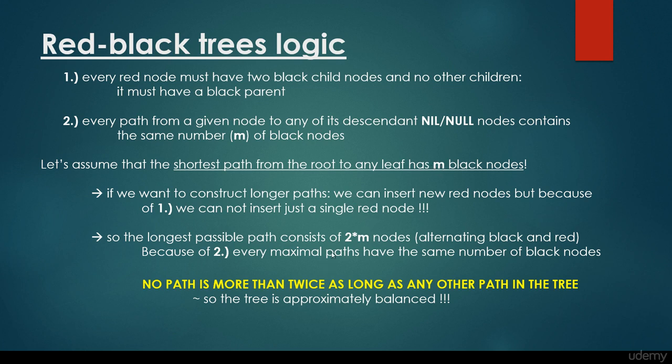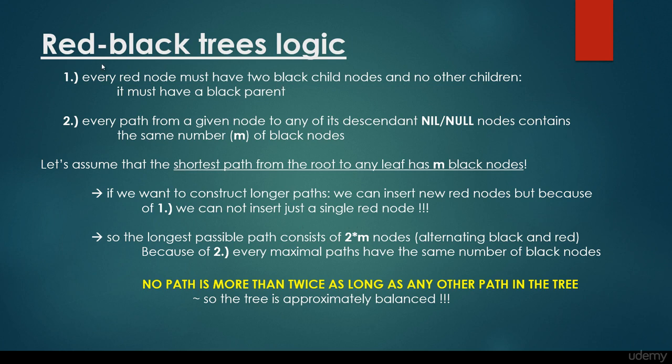This is why red-black trees are not that rigidly balanced, but it is much faster when we insert items. If we look up items, it has O(log n) running time complexity, but it's going to be a bit slower than an AVL tree because it is not as rigidly balanced. For AVL trees, every path has approximately the same length. Here, the longest path can be 2 times the size of the shortest path.